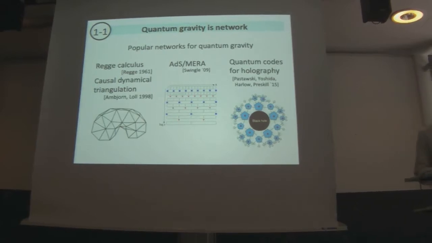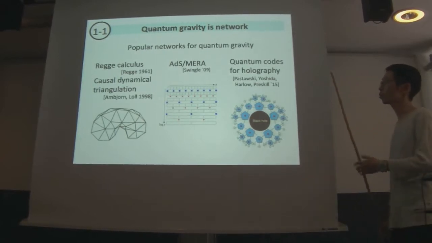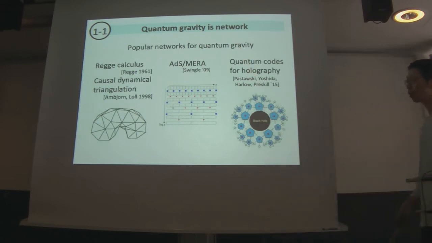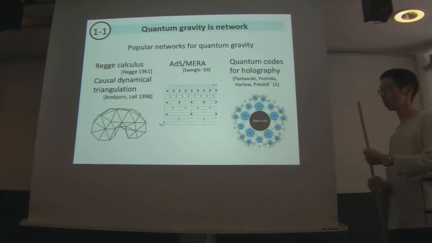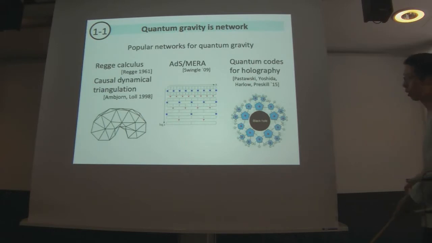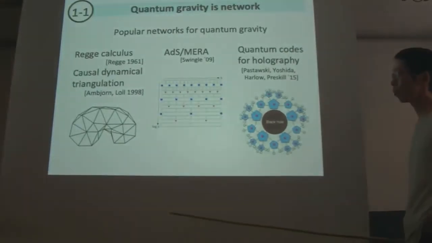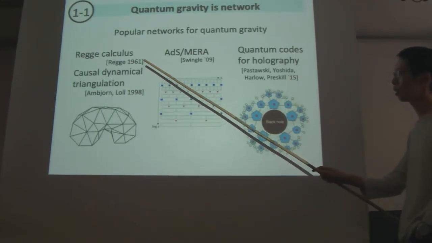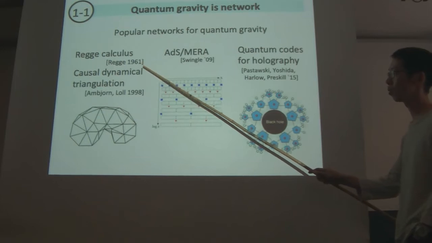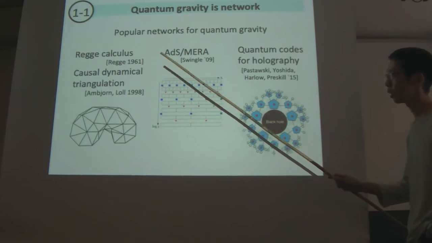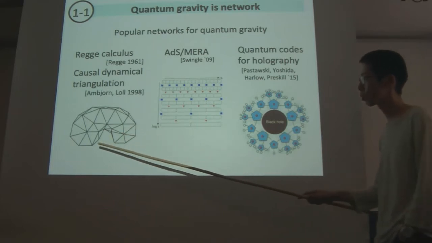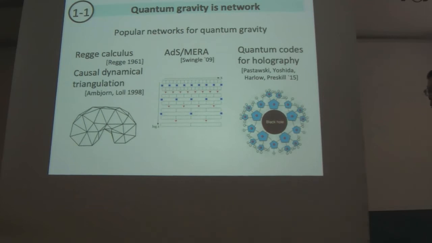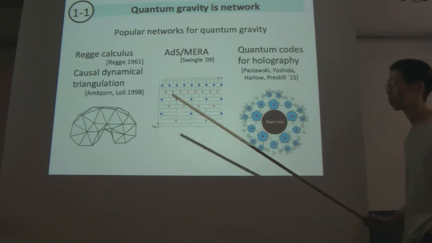First, I'd like to remind you of the fact that quantum gravity is a network. This Einstein Institute is a renowned gravitational physics institute, so I'm very happy to talk about this. If I look back at the history of quantum gravity, then 1.5 centuries ago, Regge calculus was invented, in which curved space-time is discretized into a collection of many triangles. And this is called Regge calculus.